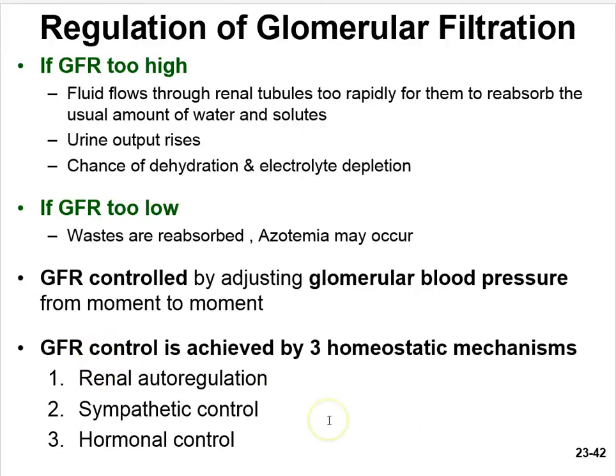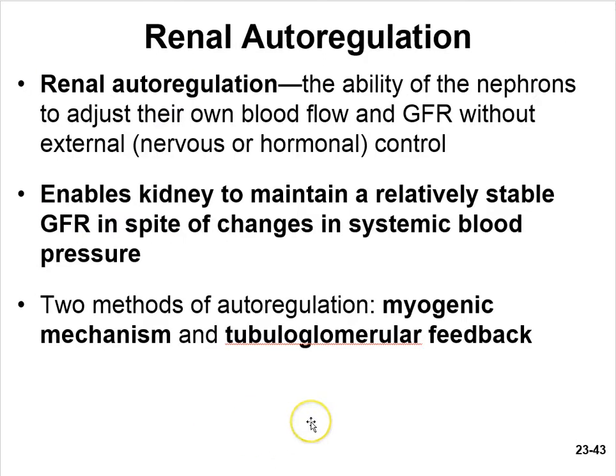GFR control is achieved by 3 homeostatic mechanisms: renal autoregulation, sympathetic control, and hormonal control. The nephrons themselves can adjust their own blood flow and GFR without any other external control, meaning without control from the nervous or hormonal systems. That's called renal autoregulation. It enables the kidney to maintain a relatively stable GFR in spite of changes in systemic blood pressure. There are 2 methods of autoregulation: myogenic mechanism and tubuloglomerular feedback.